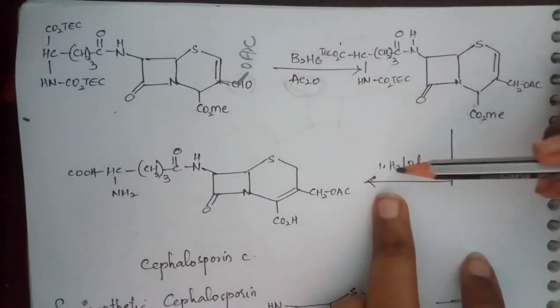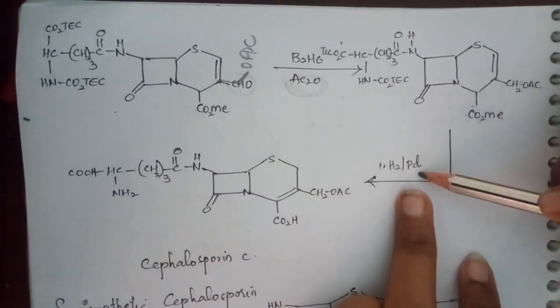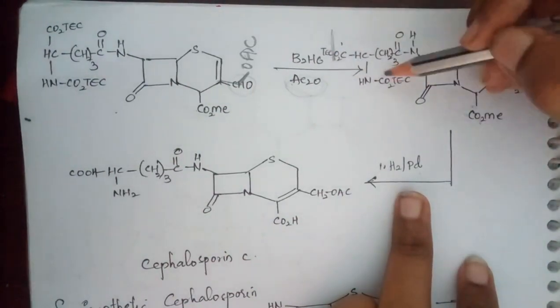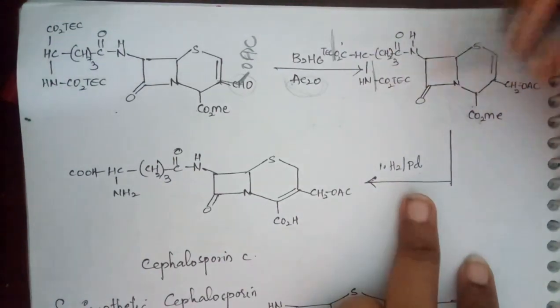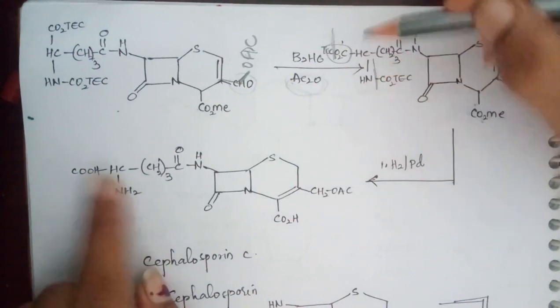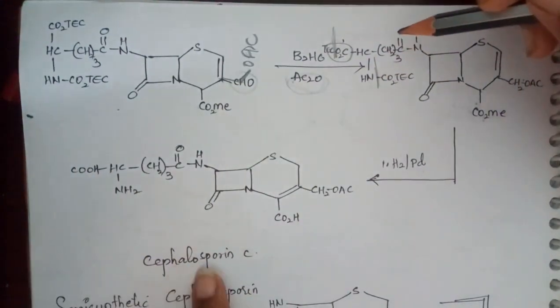Later, in the presence of hydrogen and palladium, deprotection of this group takes place. TCE will be deprotected. Here also CO2TCE will get deprotected. Here you will get acid COOH. Here you will get NH2. Everything else will be the same. This is the structure of cephalosporin C.